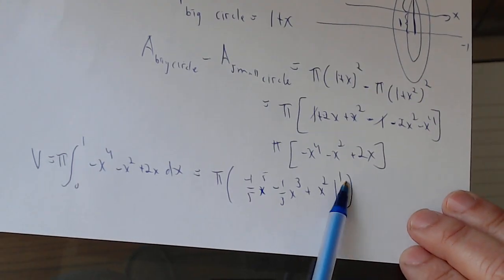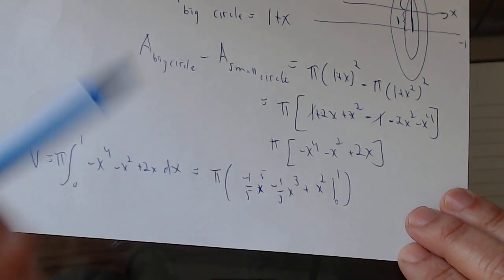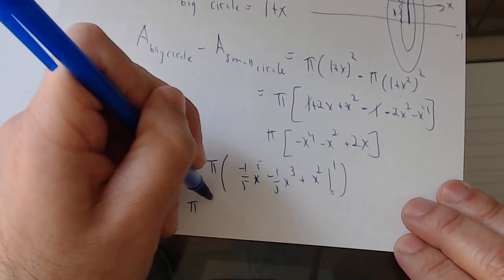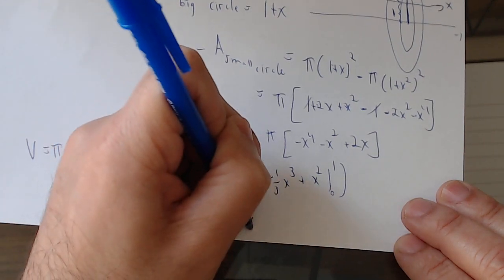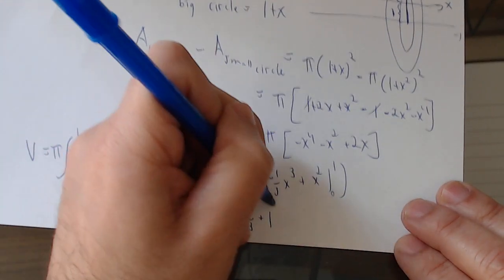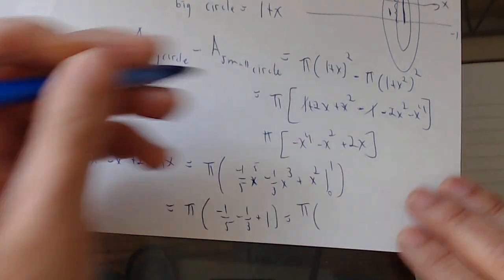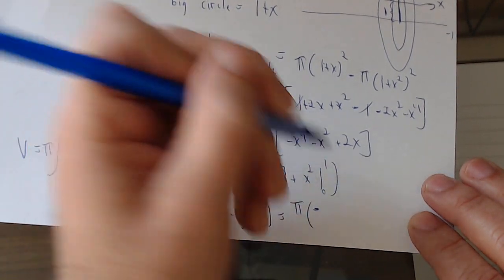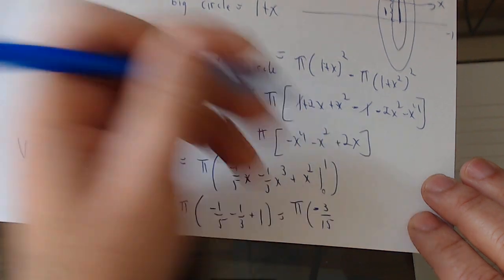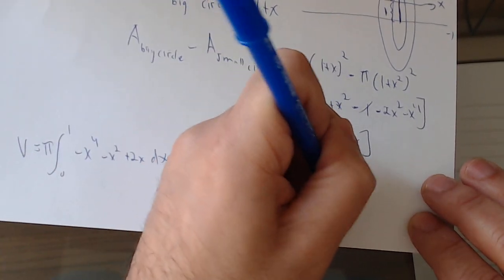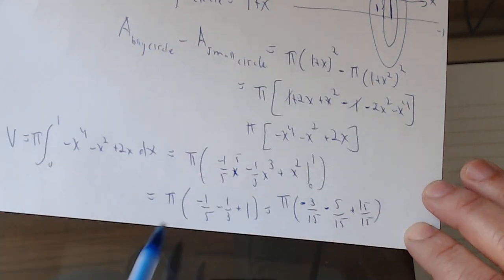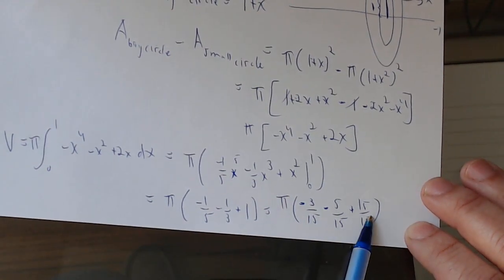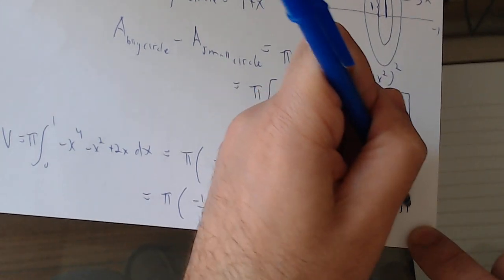And the good news is when I plug in 1, and then if I plug in 0, the 0 cancels out. So I'm going to ignore plugging in the 0 because there's nothing there. So this becomes what? Negative 1/5 minus 1/3 plus 1. And so if I get a common denominator for all these, what do I get? Negative 3 over 15 minus 5 over 15 plus 15 over 15, which leaves me with 7 over 15. So it'll be 7 pi over 15, and there's my volume.